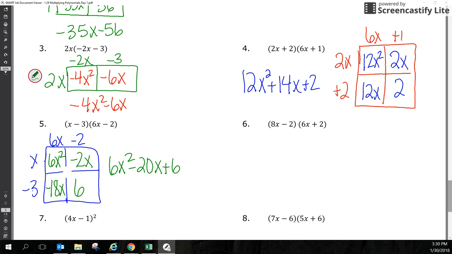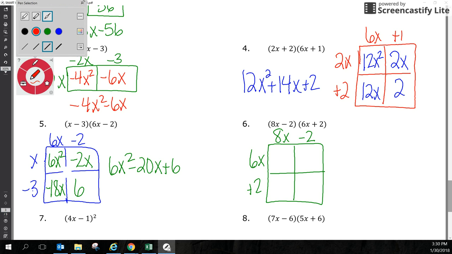Number 6. Again, these binomials, it's great to do a box with them. So here, I'll change it up. I'll put 8x minus 2 here, 6x plus 2 down the side. Again, it doesn't matter which one goes on top and which one goes on the side. So for our first box, we've got 8x times 6x. 8 times 6 is 48. X times x is x squared.